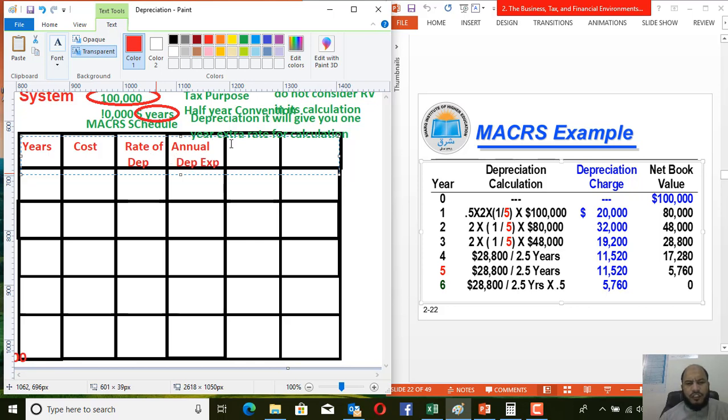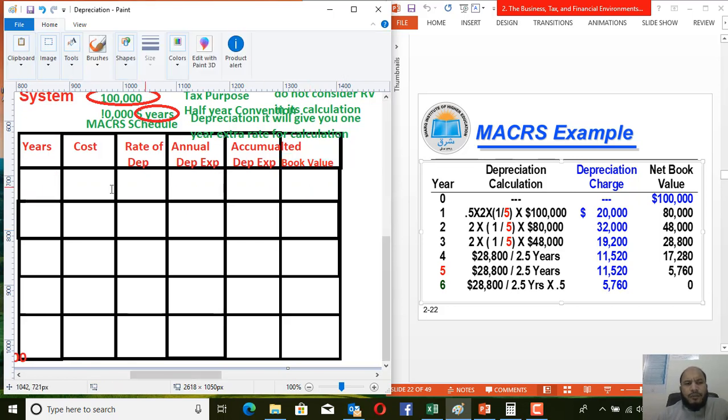Here we may have the accumulated depreciation expenses. ACC stands for accumulated. So dear students, accumulated depreciation expenses is another column, and the last column is called the book value column. So these are the columns available in this chart for preparing the MACRS schedule.